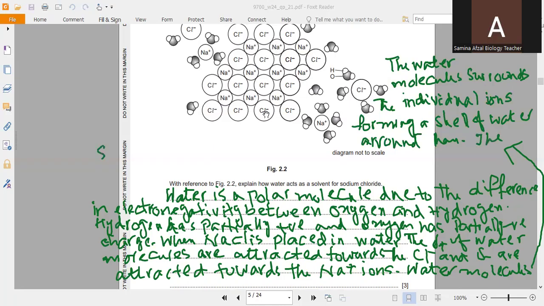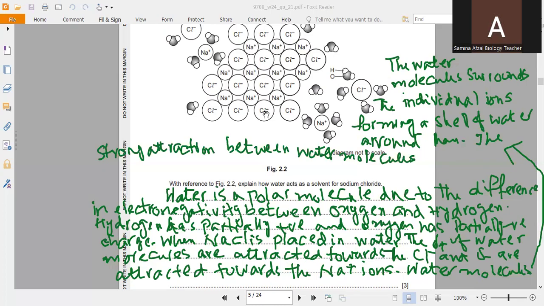The strong attraction between water molecules and the ions will help to dissolve the NaCl in water.